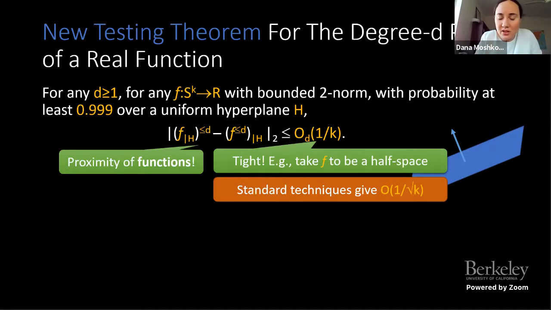Right? If the functions are normalized to have 2 norm 1. Okay. So this is the theorem we prove. We prove it with an interesting technique. So what you can do, you can look at this 2 norm, this difference. You can look at this random variable. You can look at its second moment.